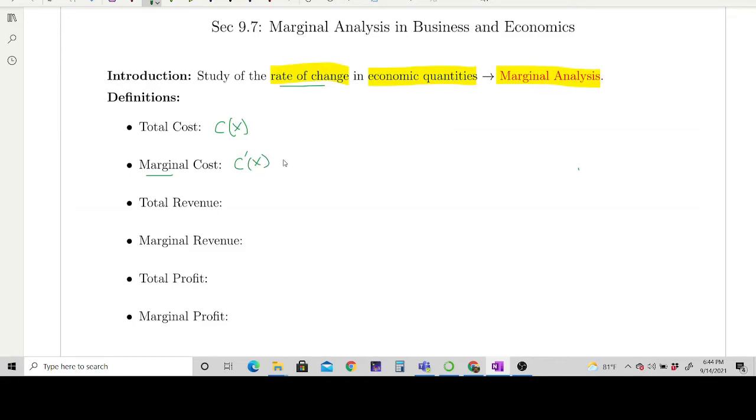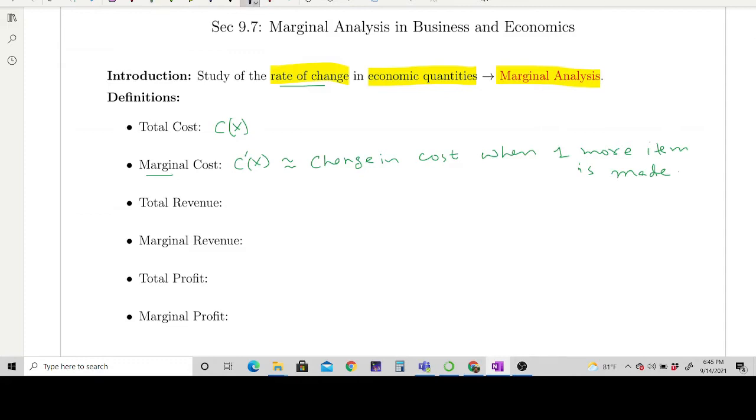What does it mean? It means the change in cost when one more item is produced or is made. One more item is made.